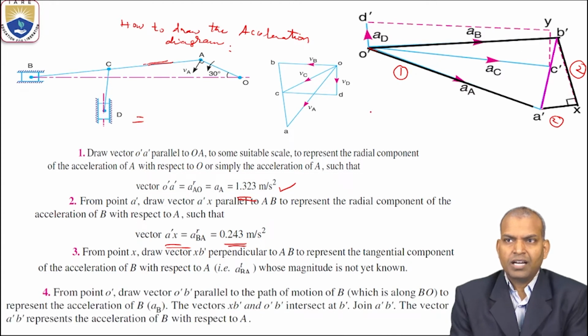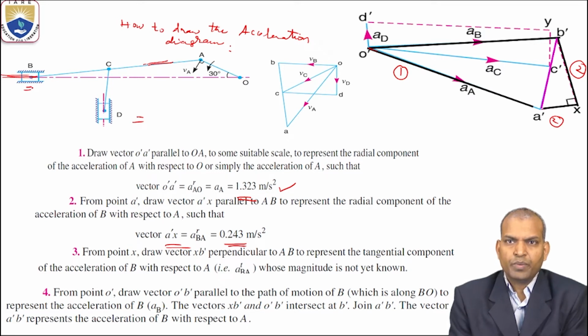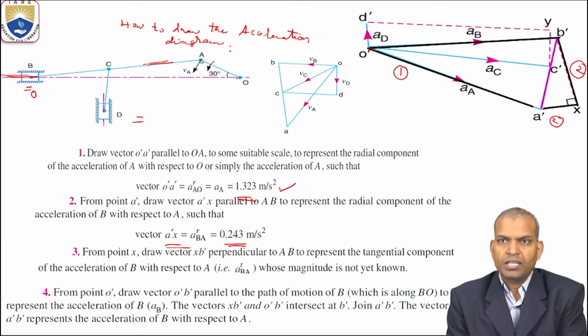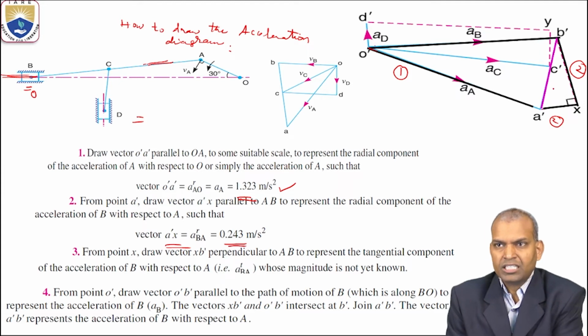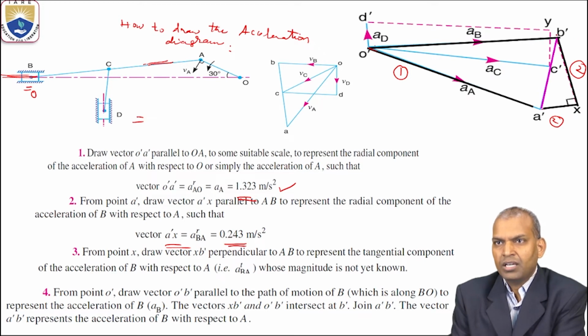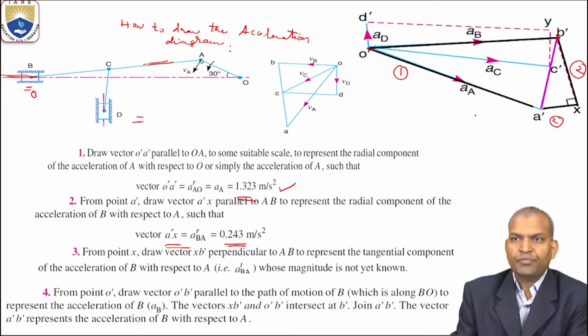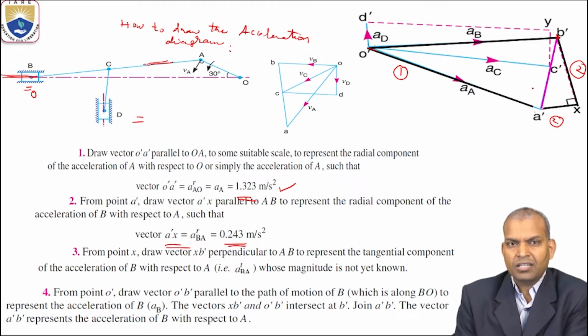Draw a line parallel to the motion of B. B is moving tangentially, that means in a linear direction, so there is no radial component. Draw a line with respect to the fixed link O. That is a parallel line, OB dash. This OB dash intersects the tangential component of acceleration of AB, that is X B dash, at B dash. After joining this intersection B dash, draw the line A dash B dash. This A dash B dash is the acceleration of link AB.